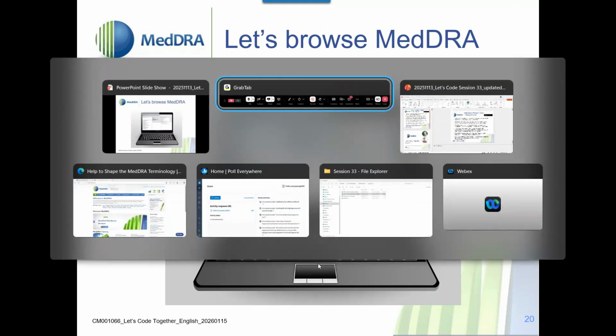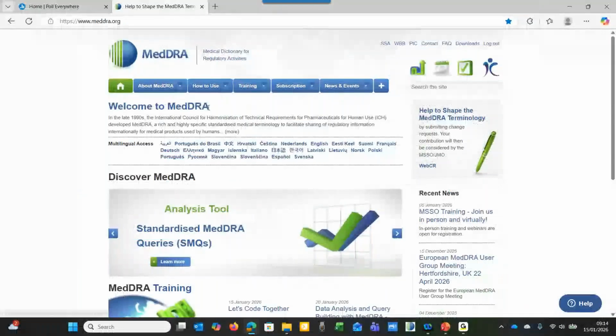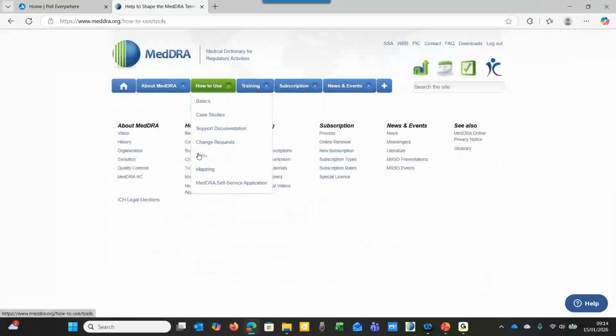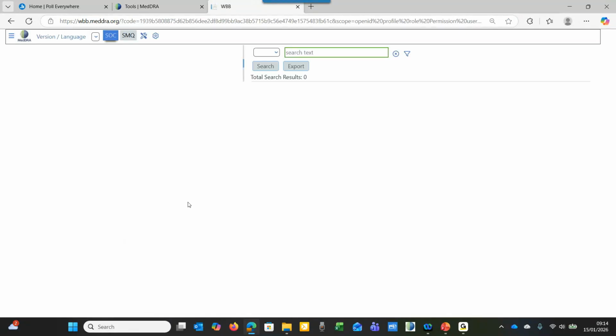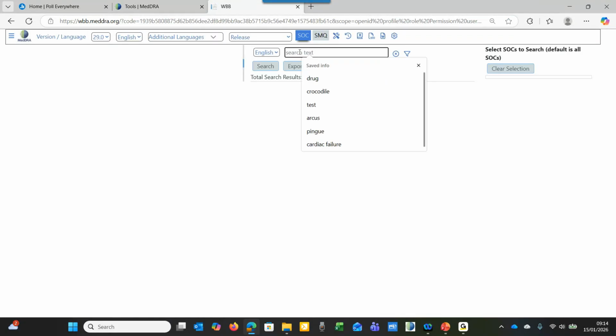Let's see what we do. I'll go to my browser. So we see here, here's my browser. So I'll go to how to use tools, and I'll go to the new web-based browser. So I'm going to have a look first of all at the terms that we had in our poll. So let's have a look.